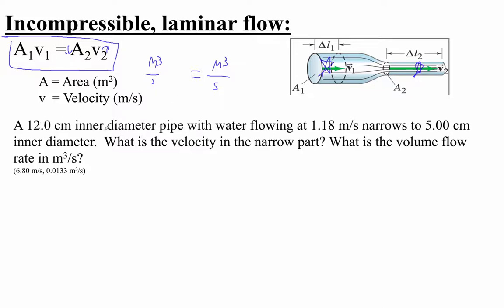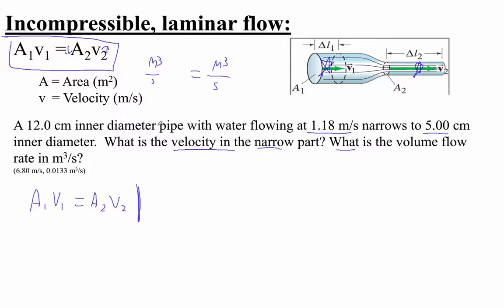Okay, so a 12 centimeter inner diameter pipe with water flowing at 1.18 meters per second narrows to 5 centimeters. What is the velocity in the narrow part? What is the volume flow rate? Okay, so we'll figure this out. We're just going to say area 1 velocity 1 is area 2 velocity 2, right?